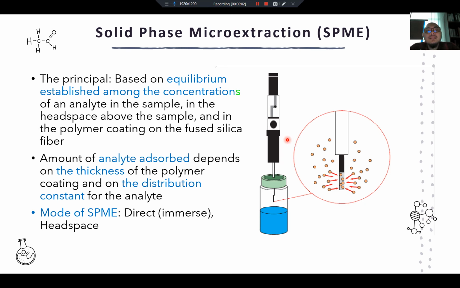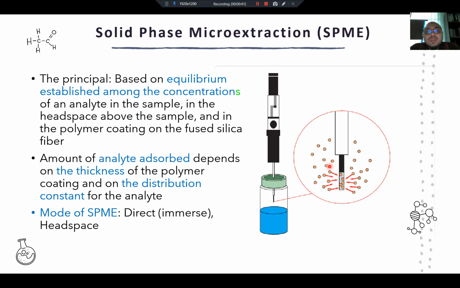Right, so here the principle is based on the equilibrium established among the concentration of analyte in the sample, the headspace of the sample, and the polymer in the coating on the fused silica fiber. First, your analyte will get heated, and then it will reach equilibrium in this particular headspace. Then it will further reach equilibrium with the fiber. The amount of analyte that can be absorbed inside the fiber depends on the type of the coating and also the thickness of the coating.